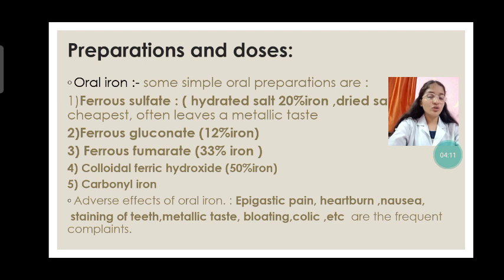Now preparation and doses. First, oral iron. Some simple oral iron preparations are: first, ferrous sulfate. It is the cheapest and often leaves a metallic taste. Second, ferrous gluconate. It has 12% iron content. Third, ferrous fumarate, which has 33% iron content. Fourth, colloidal ferric hydroxide, which has 50% iron content. Fifth, carbonyl iron.